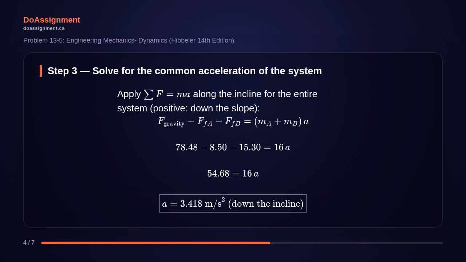Applying Newton's second law to the whole system along the incline, the net force is 78.48 minus 8.50 minus 15.30, which equals 54.68 newtons. Dividing by the total mass of 16 kilograms gives a common acceleration of 3.418 meters per second squared, directed down the slope.